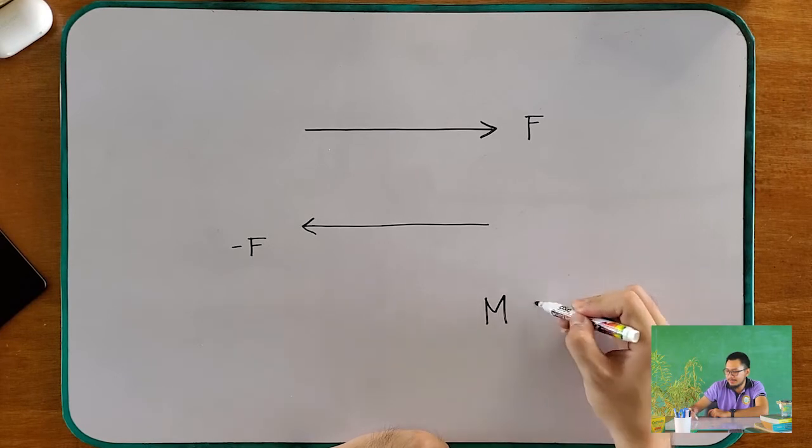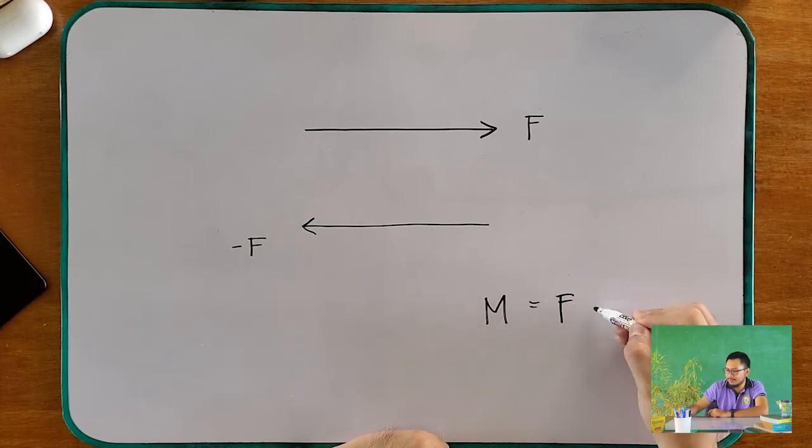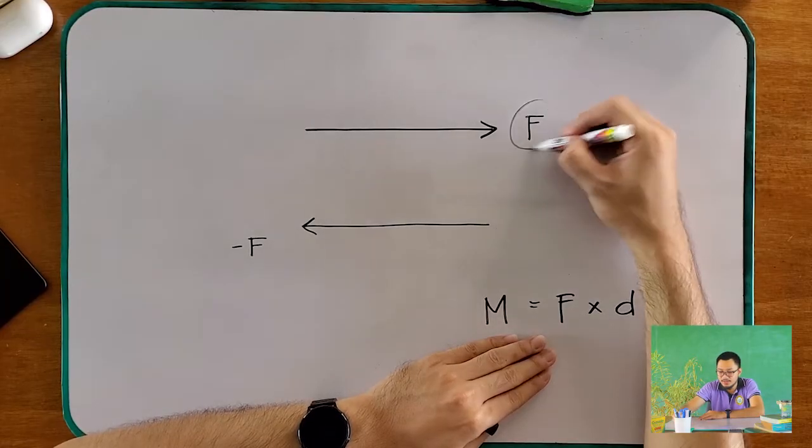And for us to be able to determine the moment of a couple, we have this formula: F times D. Okay, take note, it just looks the same as the formula we know about moments, but they are different in some other ways. Why? Because basically, your F is the force of one of the couples.